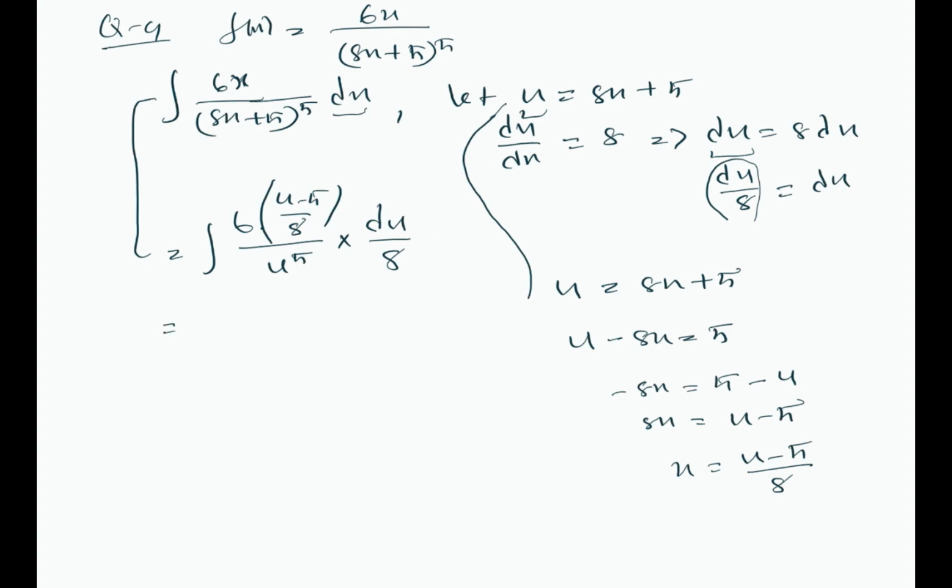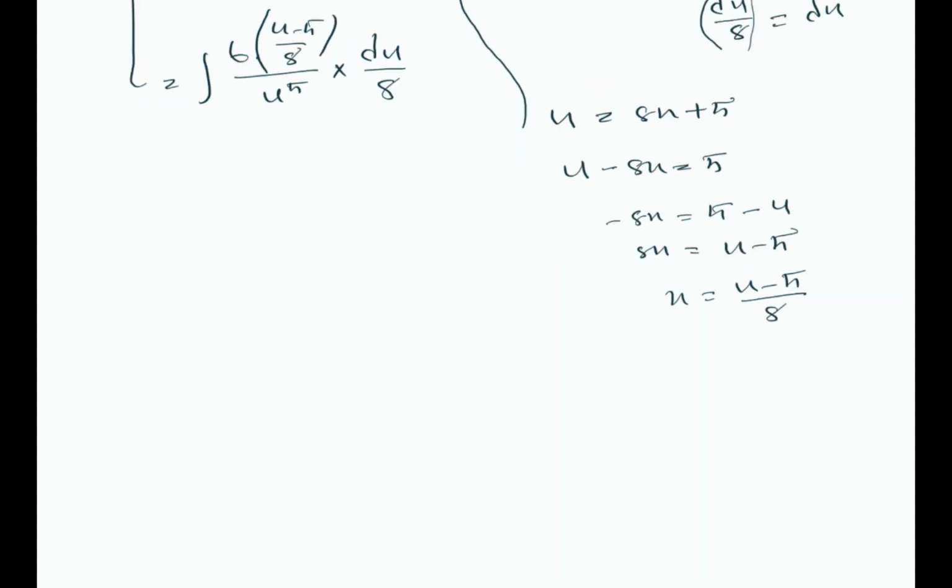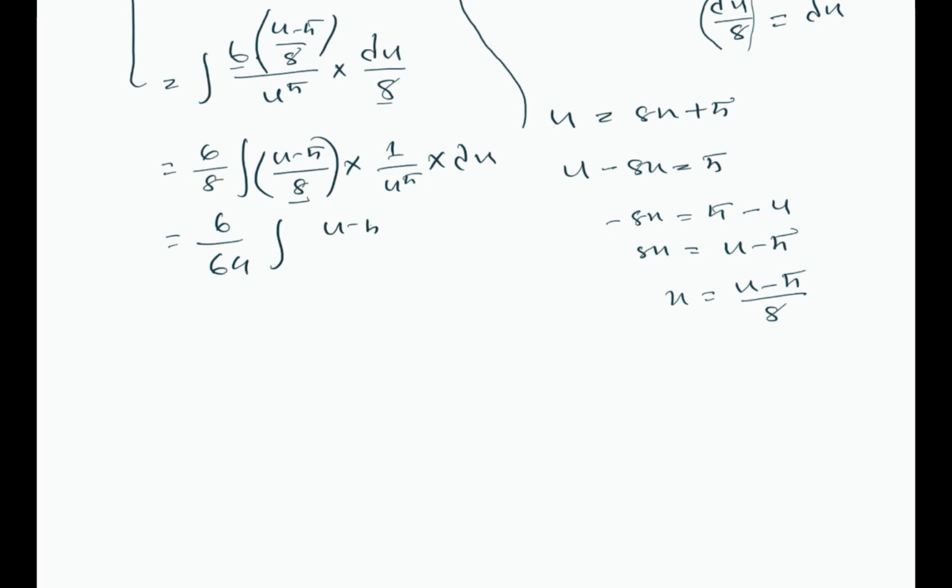I can rewrite this function again. I can factor out this constant 6, and now I can simplify this expression. We have a 6 here, we have 8 here, so I can write 6 over 8 integral of (u minus 5) over 8 times 1 over u to the power 5, then du. So again we have 1 over 8 here, so 6 over 8 times 8 is 64. Then integral of (u minus 5) divided by u to the power 5, then du.